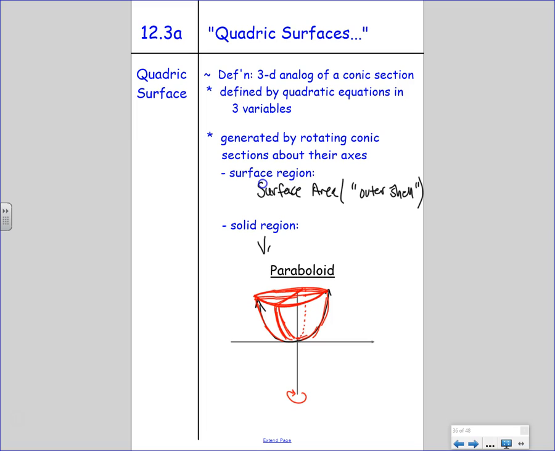Solid region, I want you to think volume. So the can with the inside. Okay, surface region would just be like the outer shell, like a soup can with nothing inside, just empty. The solid region would be like the volume. That would be the can with everything filled in. So I think I drew the solid region on Friday. Do you guys agree? Because I kind of connected, and it looks like it's all the way through, right? If I hadn't put these lines, maybe it could have just been the outer shell.